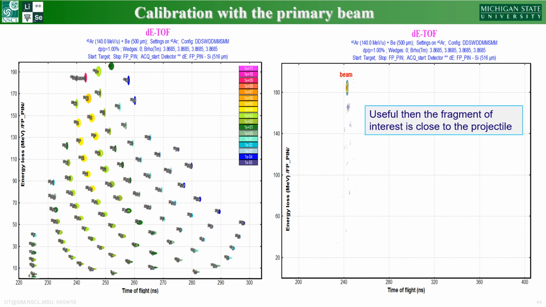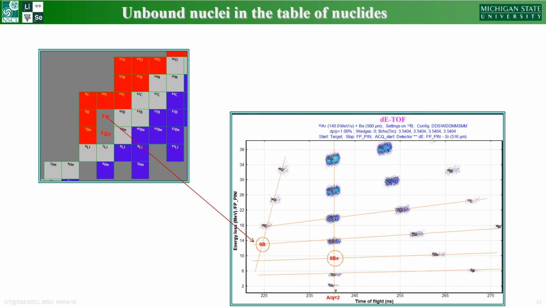Here we can see the purpose of calibration with the primary beam. Shown here, we have unbound nuclei in the table of nuclides. For example, 8 beryllium, 9 boron, 25 oxygen. An empty space in the known pattern can be proof of PID.